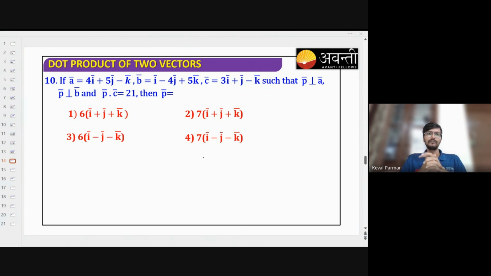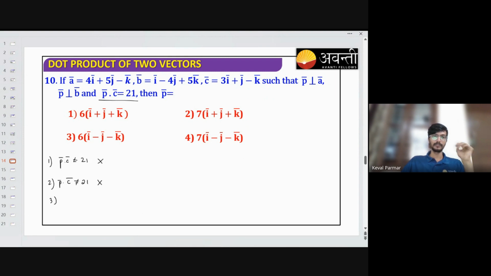Such that, then I have to find P bar. Now again, what you can do is, guys, we can use options. So let's use options. Let's check this condition first. For option number 1, 18, no. So option number 1 does not satisfy. P bar dot C bar is not equal to 21. So gone. Let's check option number 2. Option number 2, P bar dot C bar is not equal to 21. So this also is gone.